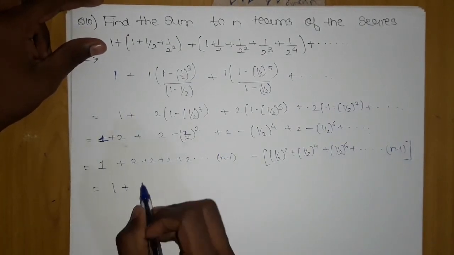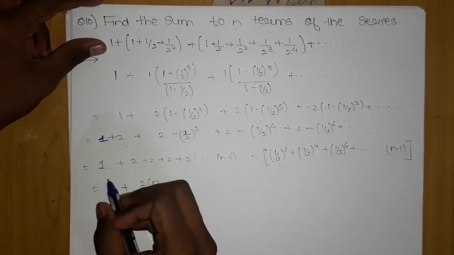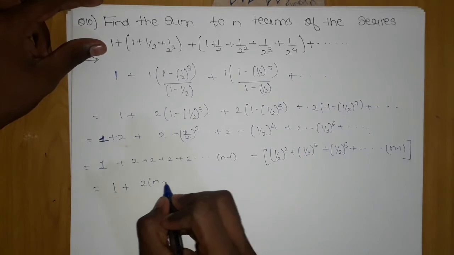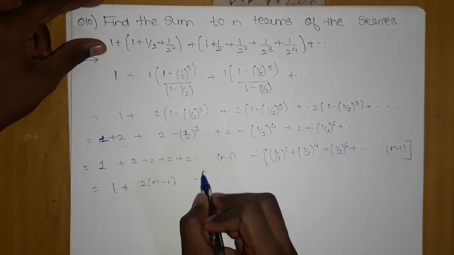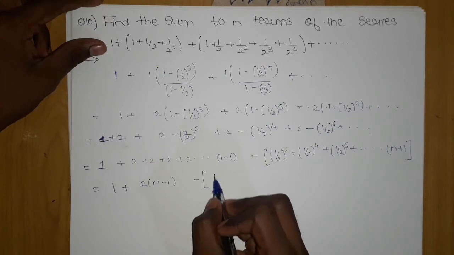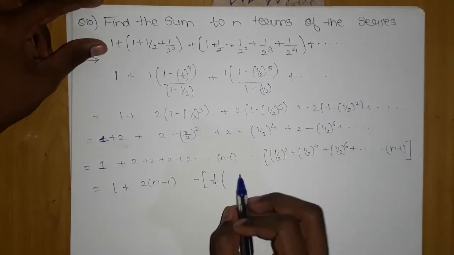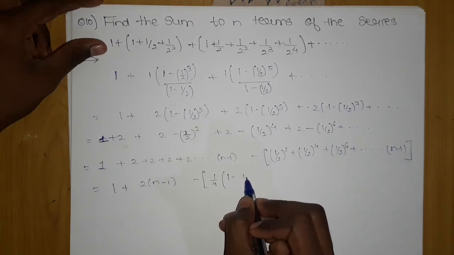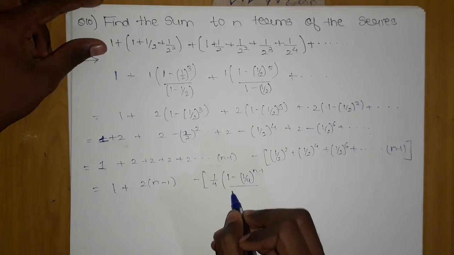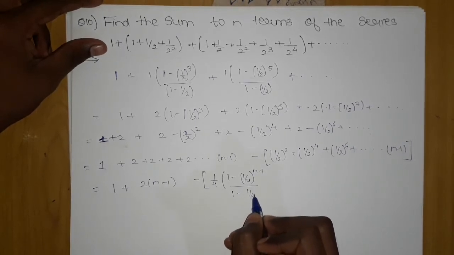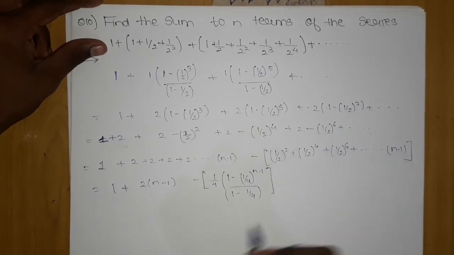So 1 plus, if I add them, I will get 2 into n minus 1, taking 2 common, since the number of terms is n minus 1. That's how it came. Further on, my first term is 1 by 4, you can easily see it, and my common ratio is 1 by 4 also, so 1 by 4 into 1 minus 1 by 4 power n minus 1, upon 1 minus 1 by 4. So this is my sum.